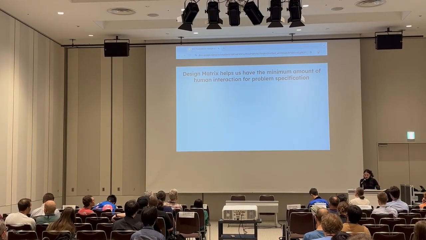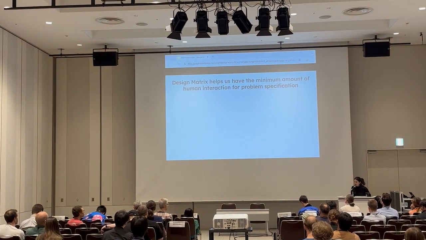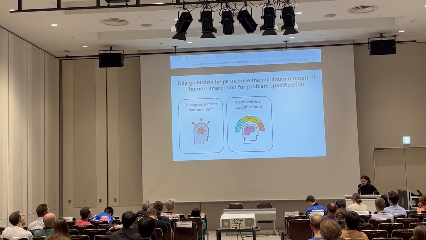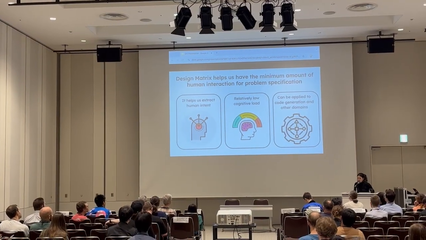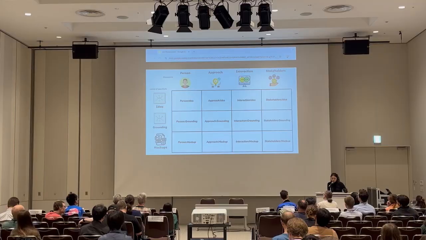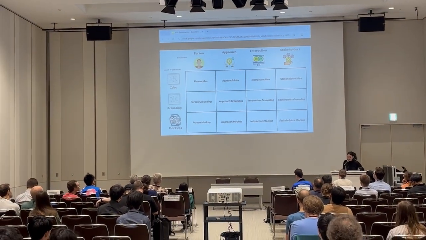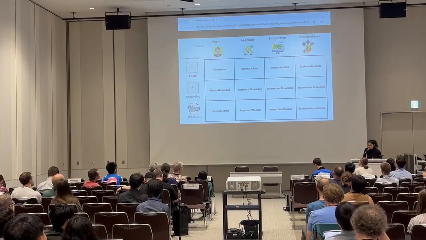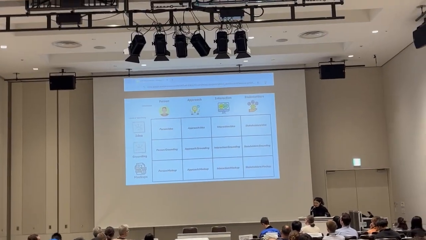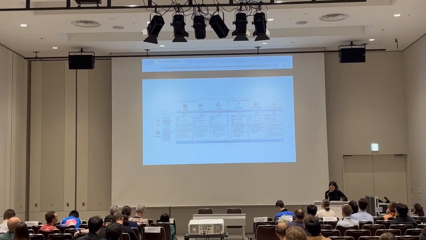So overall, we found that DynEx was able to help users have the minimum amount of human interaction for problem specification. It had relatively low cognitive load, and we found that it can also be applied to domains outside of code generation. So for example, the design matrix as a framework is very malleable. You can add a column easily to add another dimension like stakeholders, and you can also add another row to add another level of specificity to get more of a mental map of your original idea.